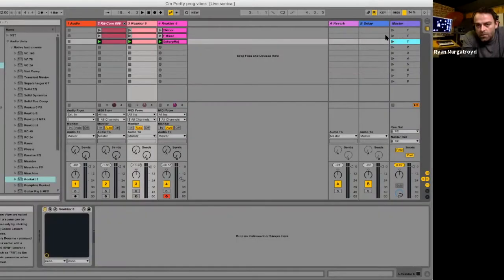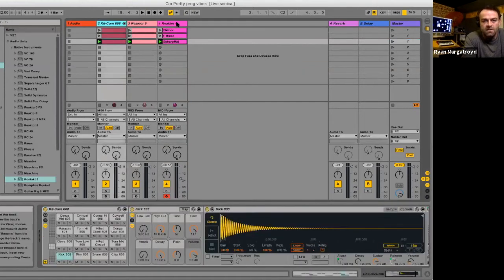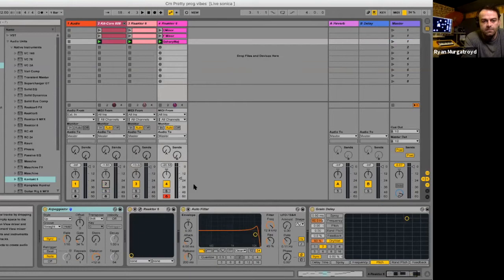Okay, these rows are each one key. So this row is C minor, this row is F minor, and this row is G sharp major. And again, I haven't really automated these since. So let's actually start without the bass, just the melody.